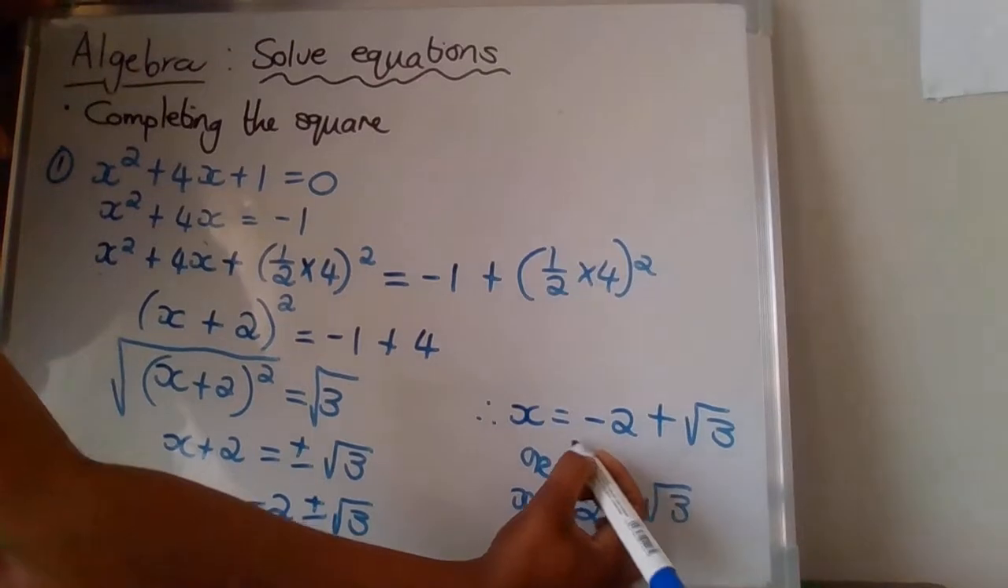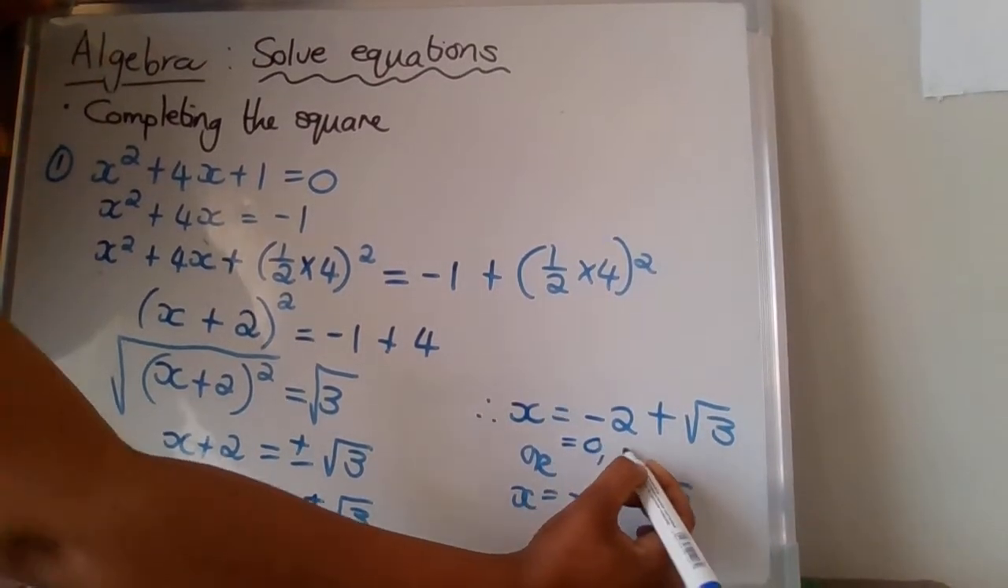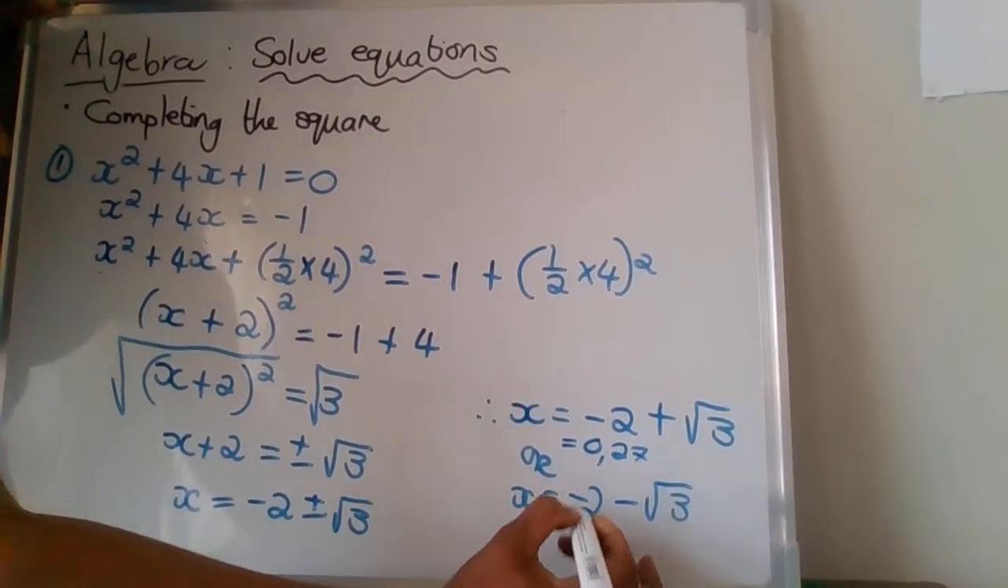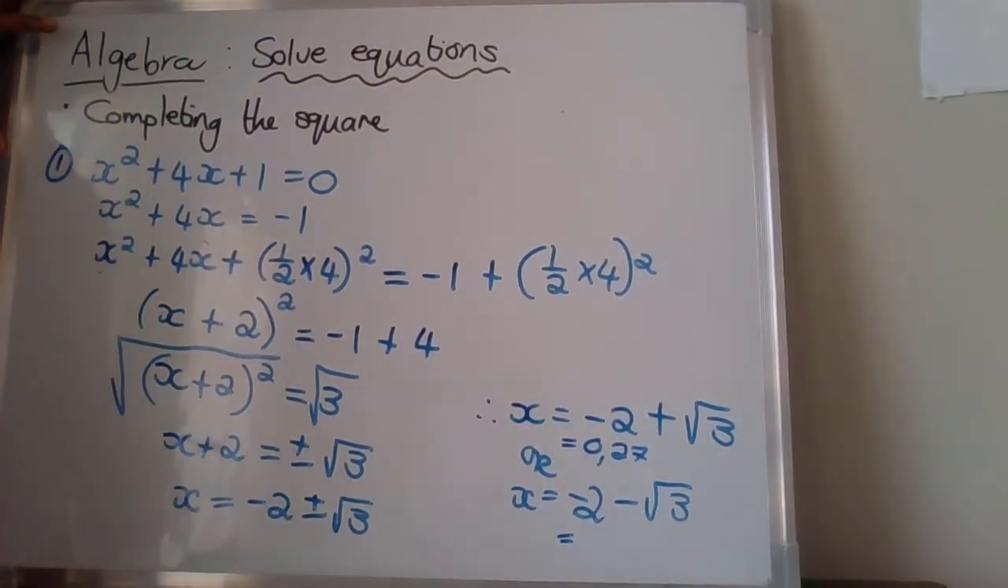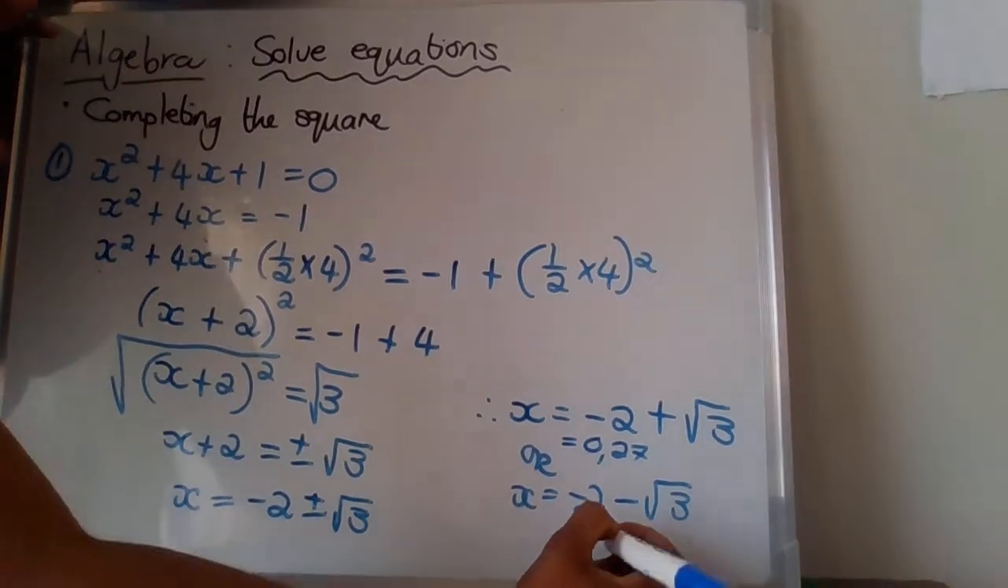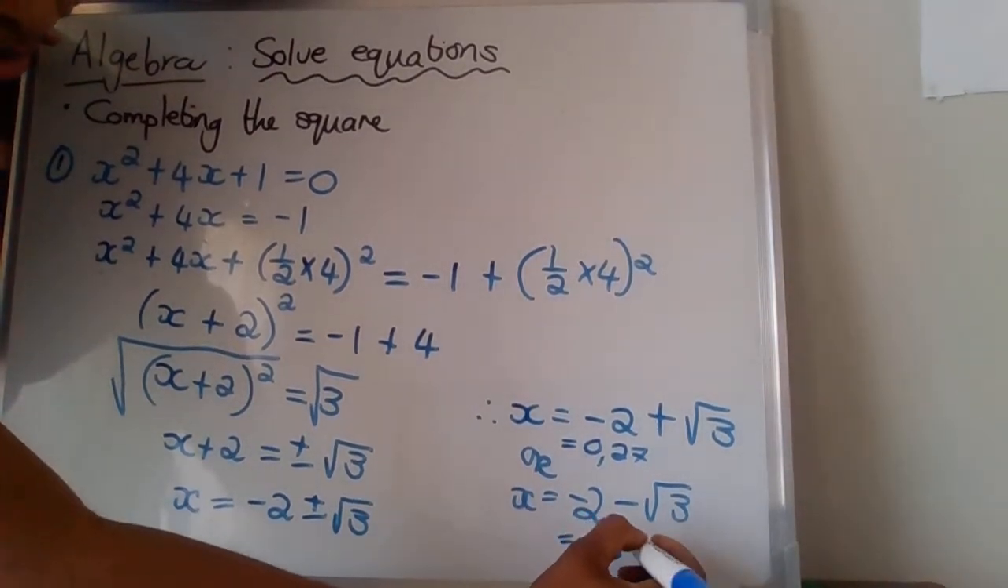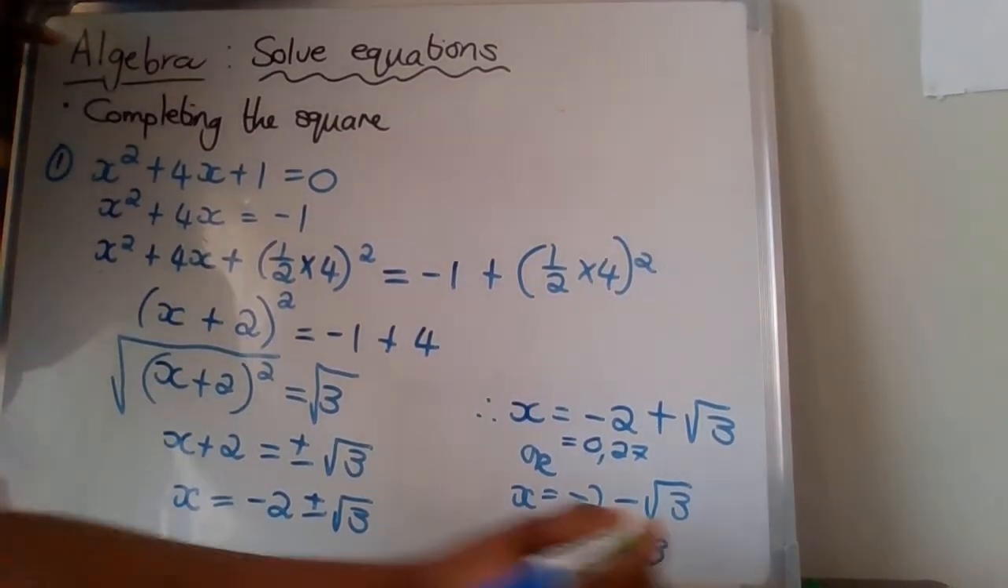The decimal answer is 0.27. We're rounding it off. And this bottom one is going to be which is then minus 3.73.